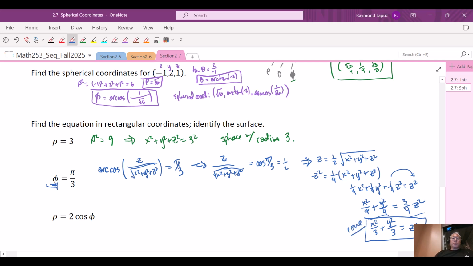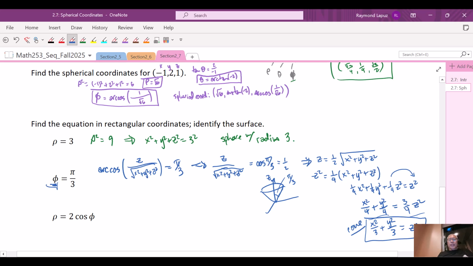It's not a perfectly diagonal cone. The angle of this cone is not 45 degrees, but as a matter of fact, the angle of that cone is actually pi over 3. So this is a cone that's opened up with an angle of pi over 3 from the positive z-axis. So that's what that is.